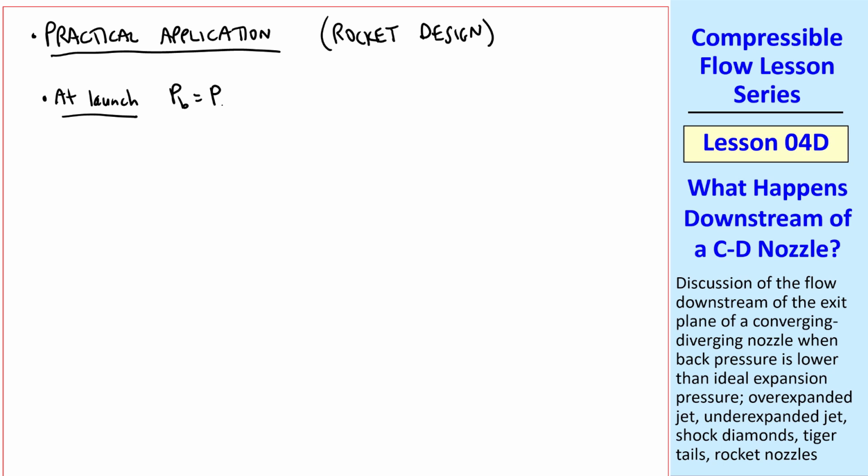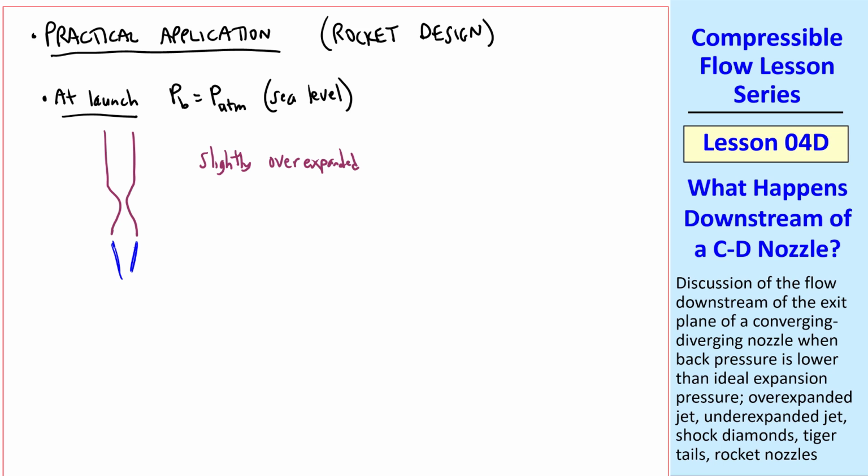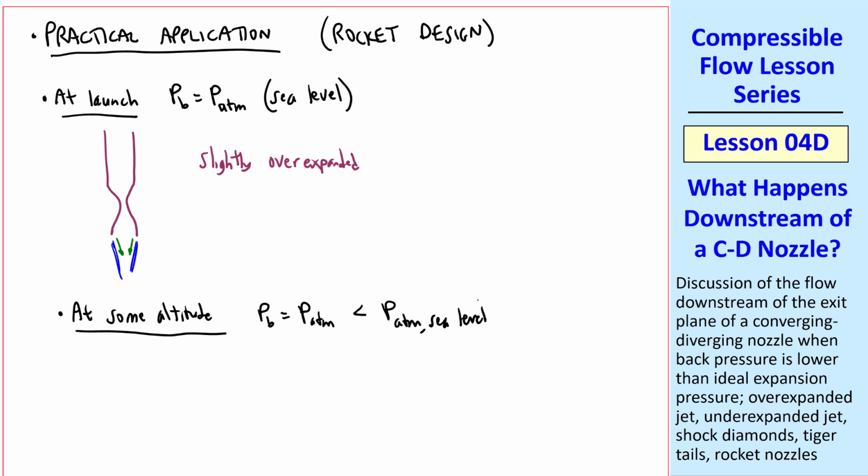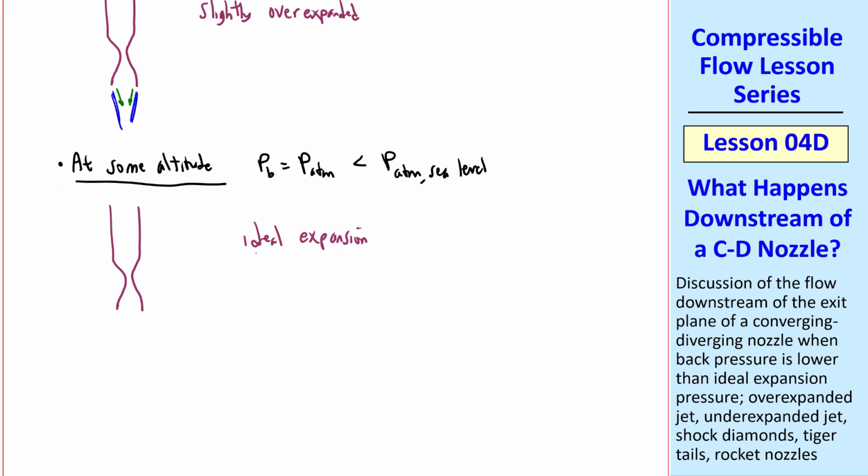At launch, PB is P atmosphere at roughly sea level, and the rocket is typically designed to be slightly overexpanded, which is the situation where the jet gets turned inward. Since the flow is going like this at an angle, we don't have maximum thrust efficiency. This is a compromise because as the rocket goes up to some altitude, PB is now the local atmospheric pressure, which is of course less than P atmosphere at sea level, since pressure decreases as we go up in altitude.